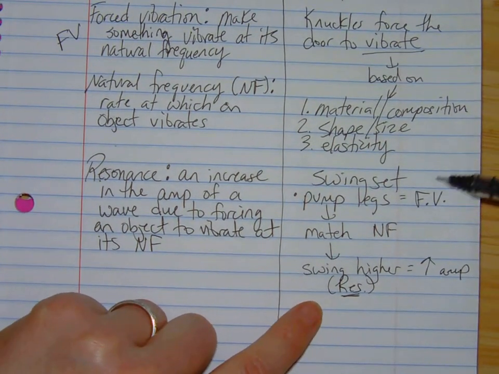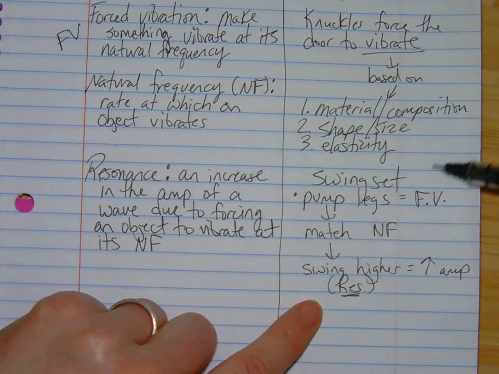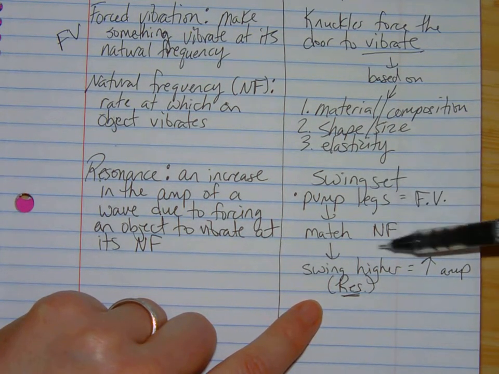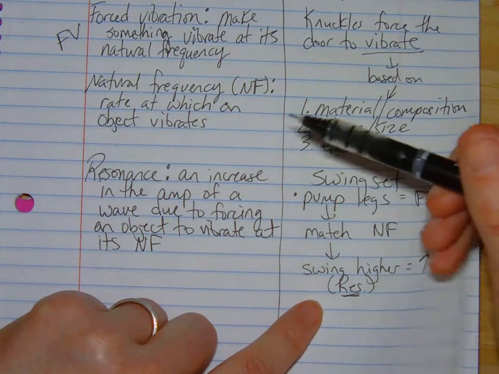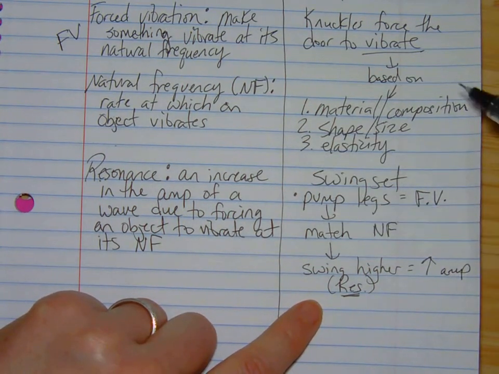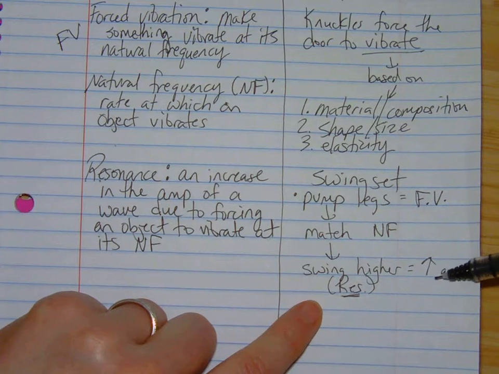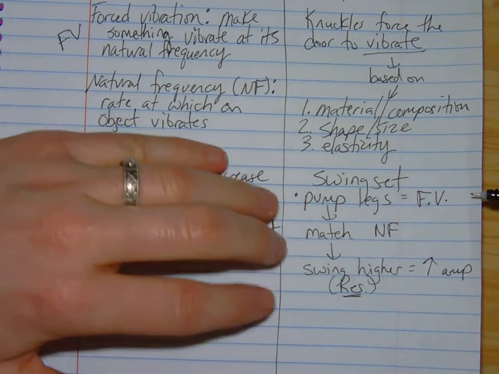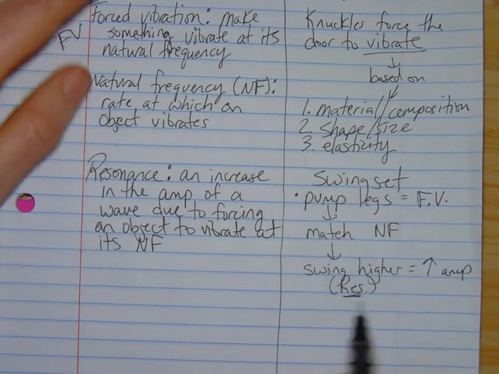So you learn, all right, the rate at which the swing is going back and forth, I pump my legs in sync. You pumping your legs is a forced vibration. You have matched the natural frequency. You're going at the same rate, and you keep going higher and higher and higher until you can't do it anymore, right? That going higher and higher, that is resonance. So hopefully that's a simple example, because we're going to apply that to a couple things.